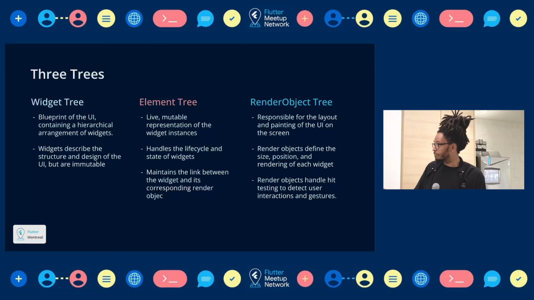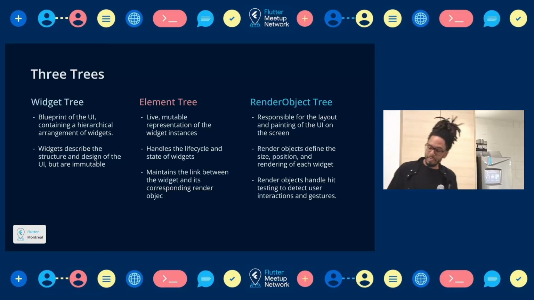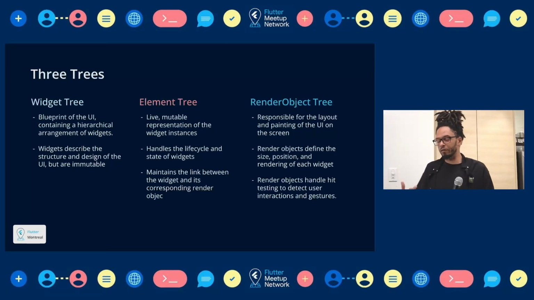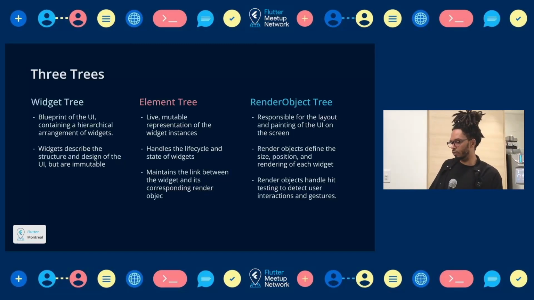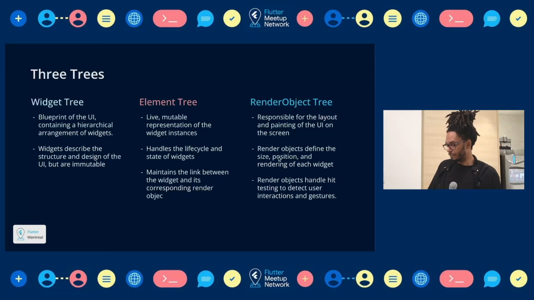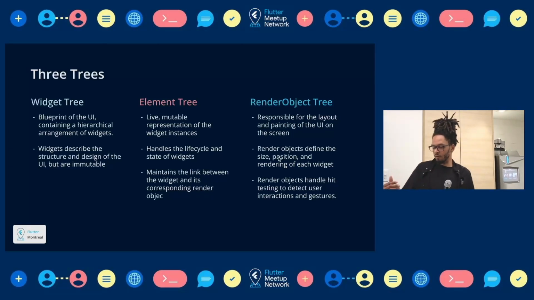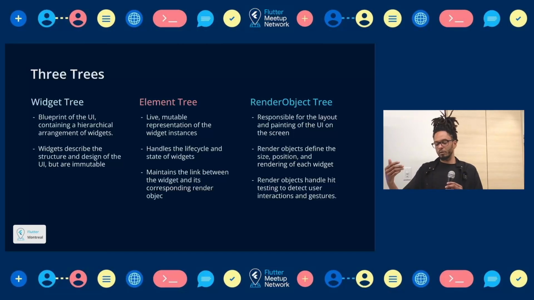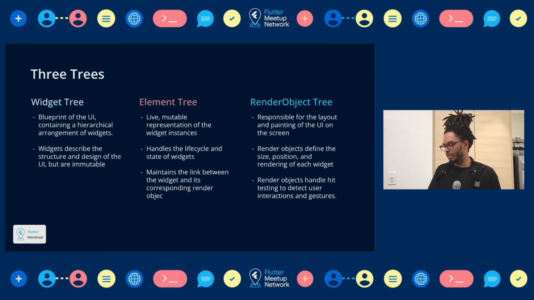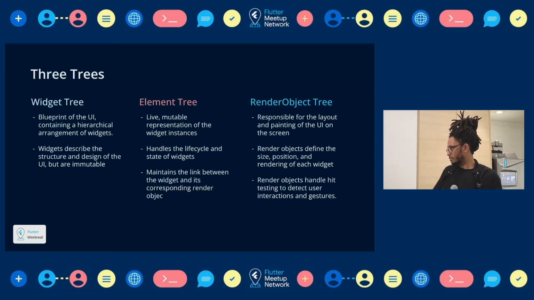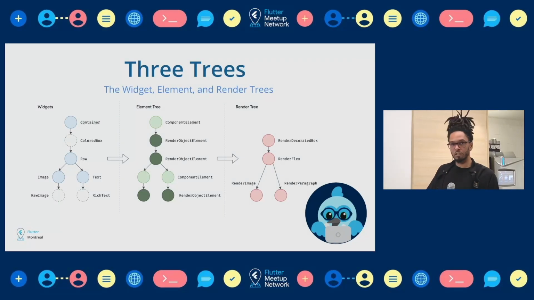The render object tree, finally, is responsible for creating the elements that you see on the UI. What you interact with, what you see on the UI, are actually render objects. So the render object tree is responsible for painting those UI elements, for sizing and positioning them, and also for defining and implementing hit testing for user interactions. Any questions so far?